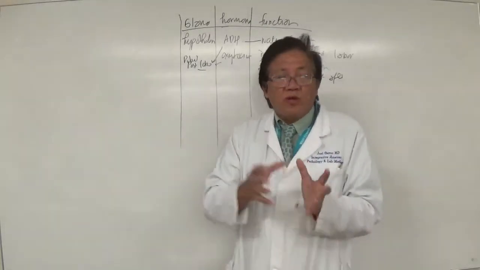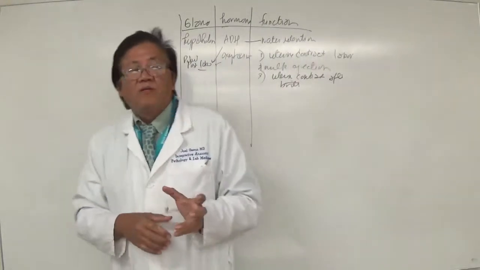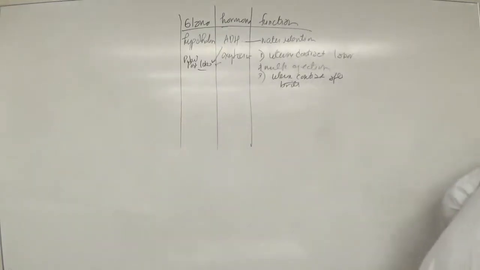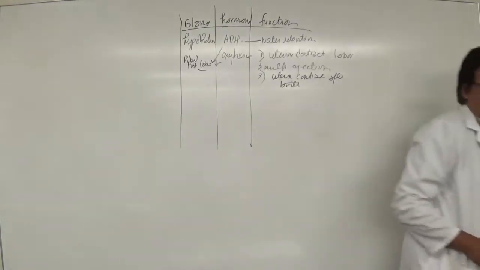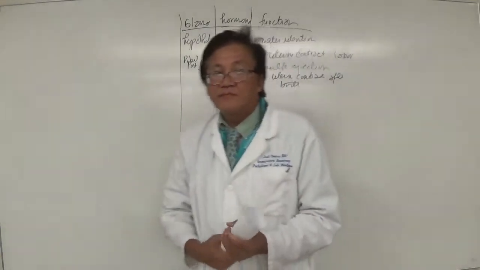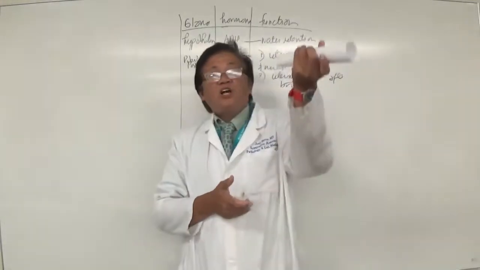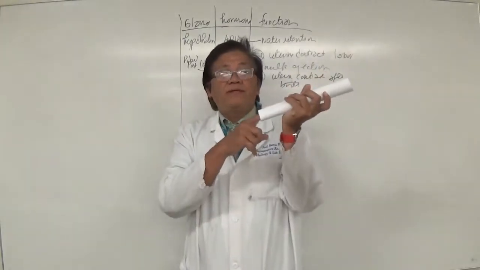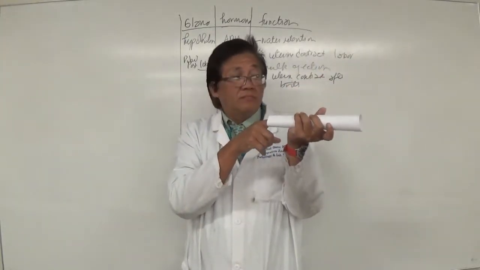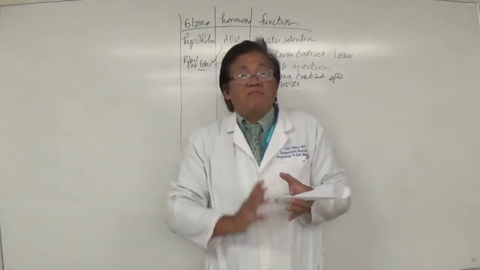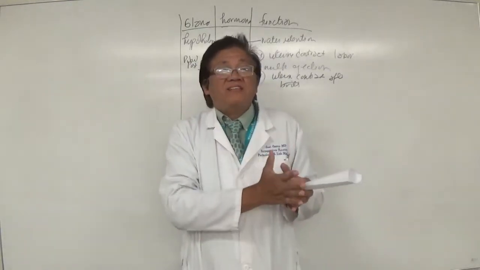This hormone will make the muscles contract. Why? Because, I don't know if I used an analogy. Did I show this on the YouTube too? Yes. The uterine artery has a lumen where the blood will flow. Right? See? When the baby comes out, the placenta has to what?